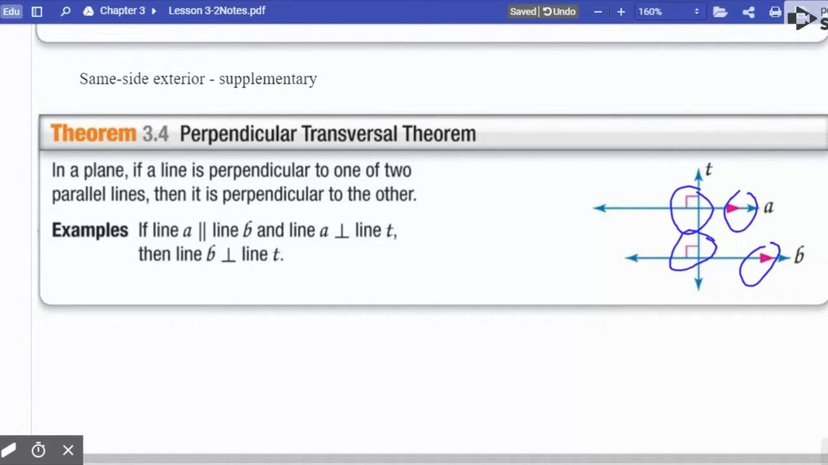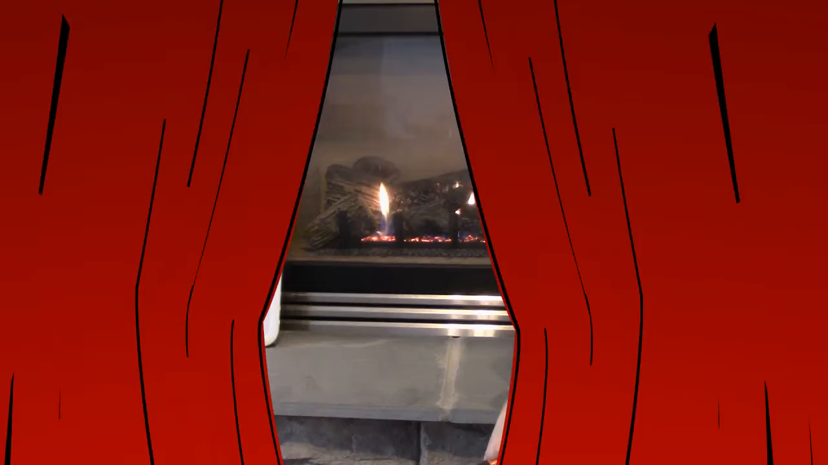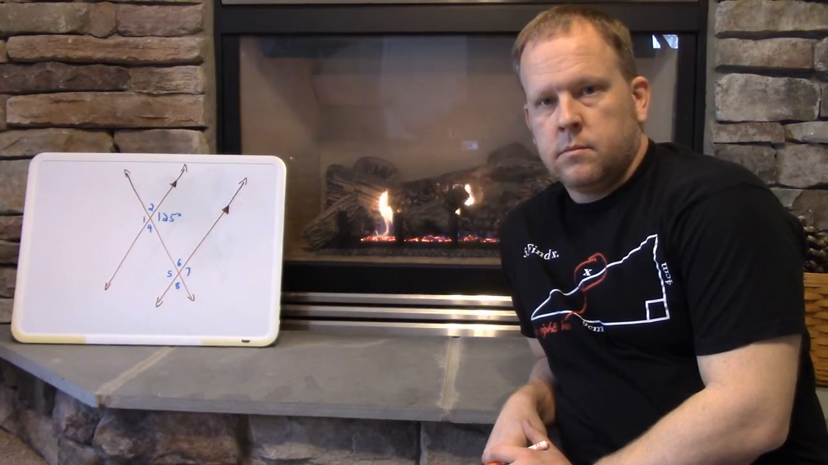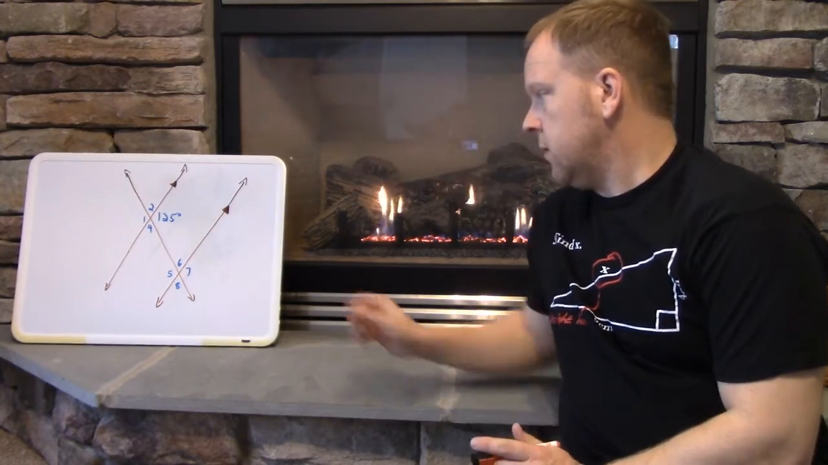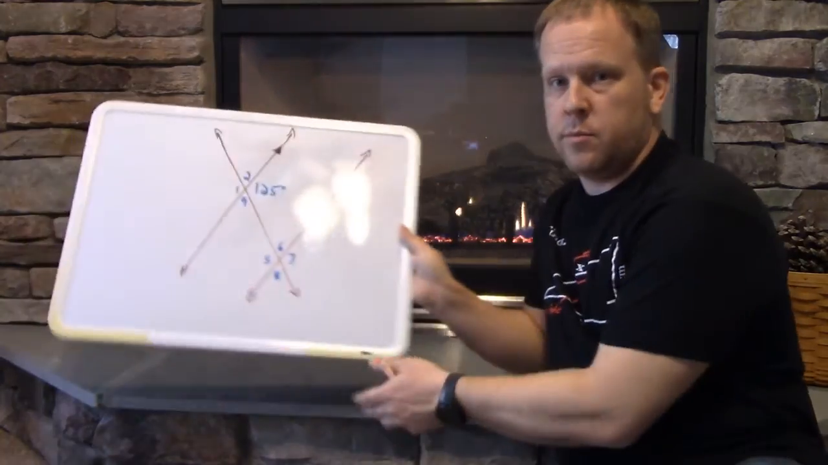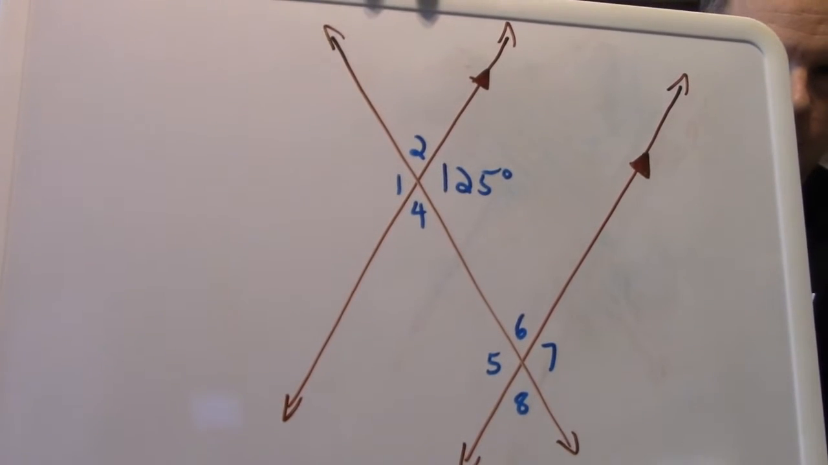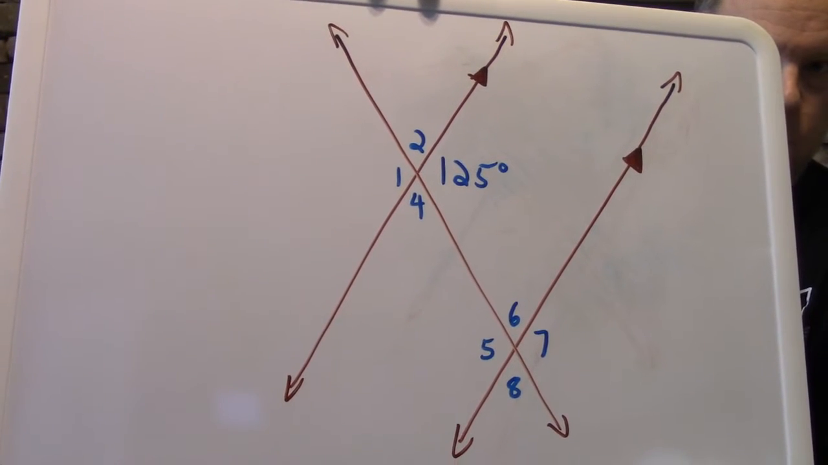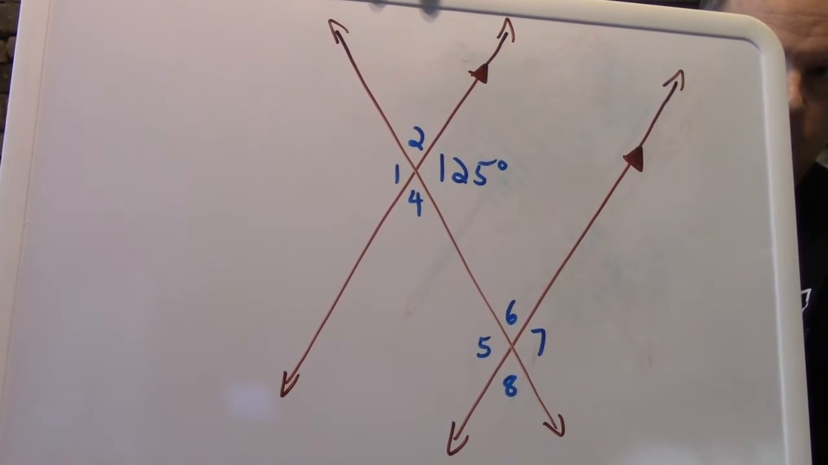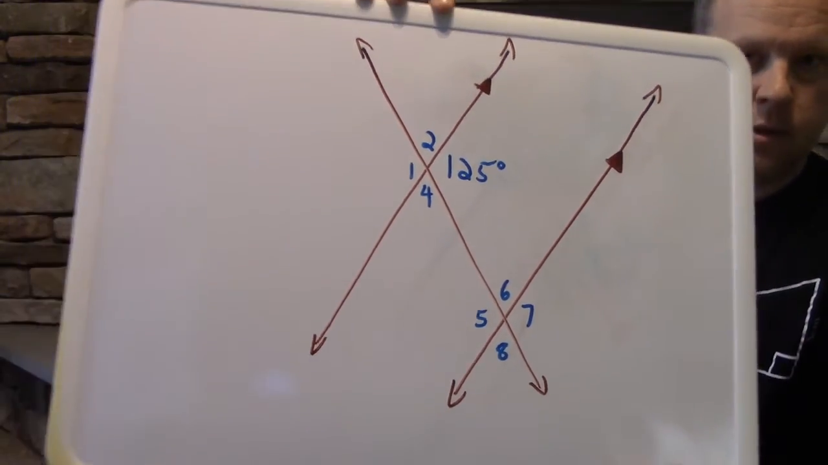Now we're going to go ahead and look at some examples. Don't worry, you get to see my beautiful face in just a few seconds here. So, starting with example 1, which I drew right here on this board. The question simply asks, what other angles are also 125 degrees?